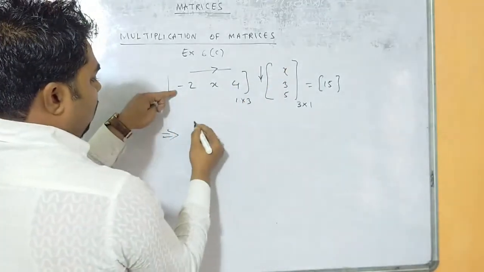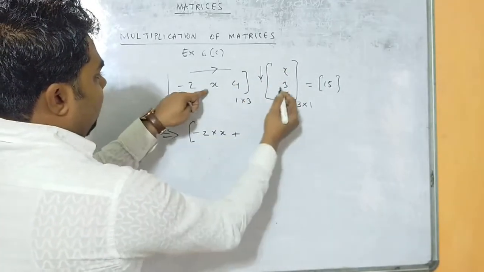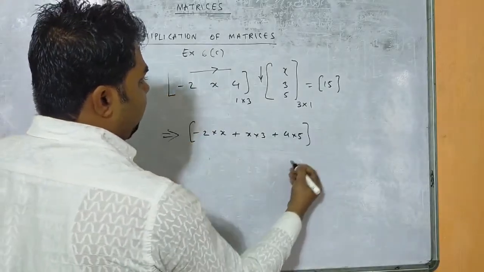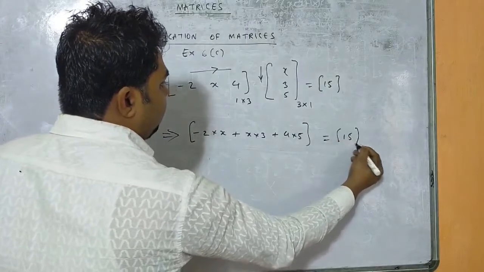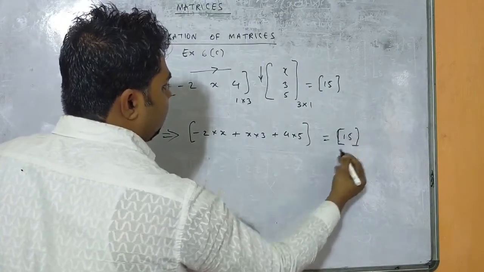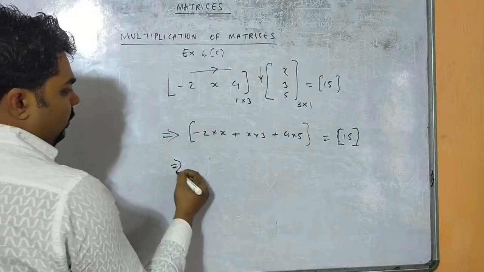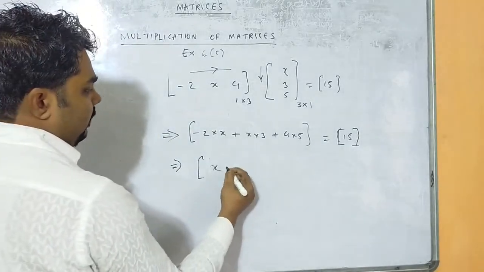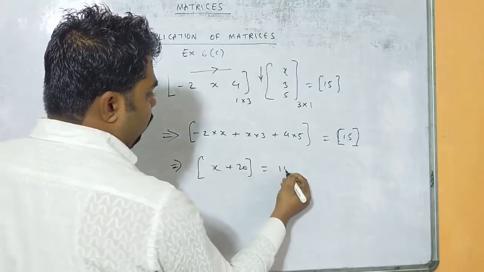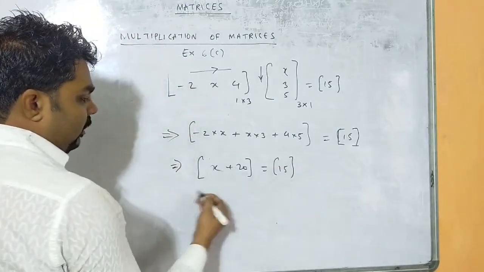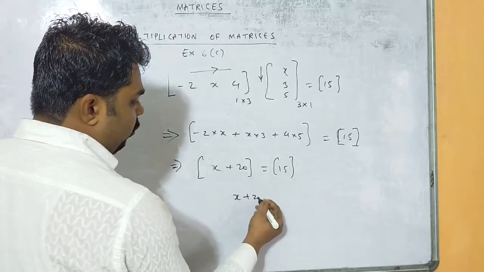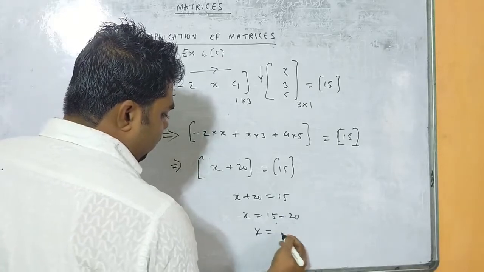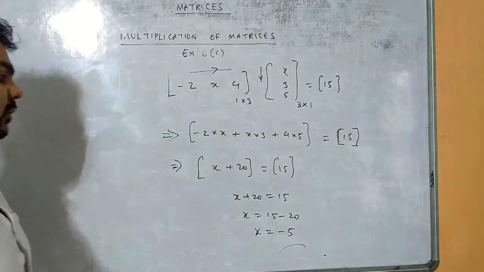Minus 2 into x plus x into 3 plus 4 into 5, right, equals 15. So here we will get 3x minus 2x, that is x, plus 20 equals 15. Now by equality of matrices, x plus 20 equals 15, or x equals 15 minus 20, that is x equals minus 5. So this is our required answer.